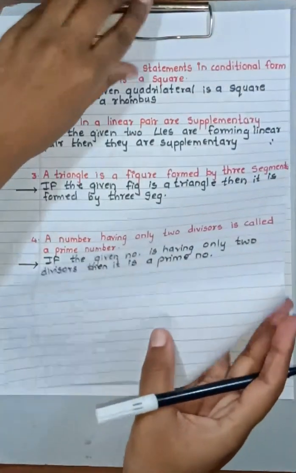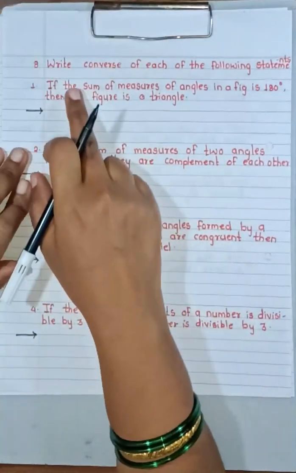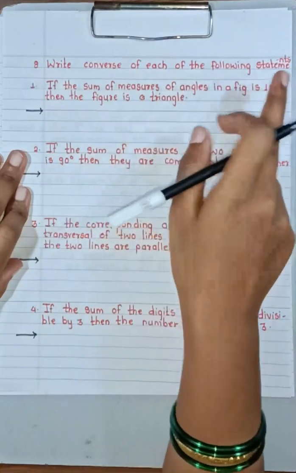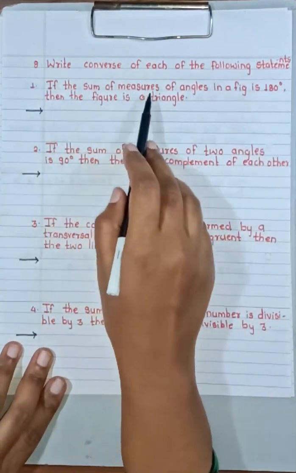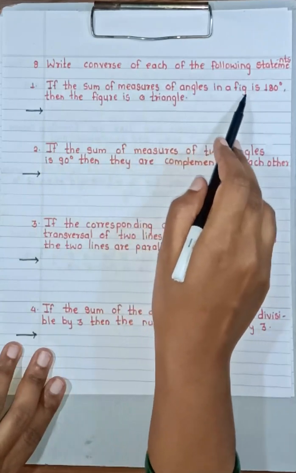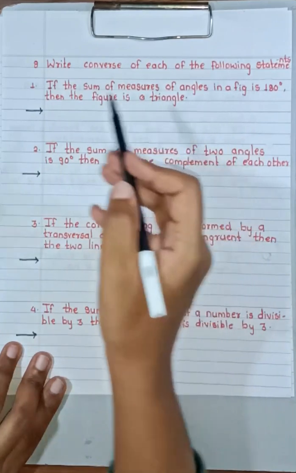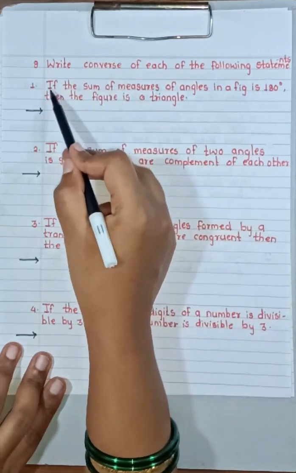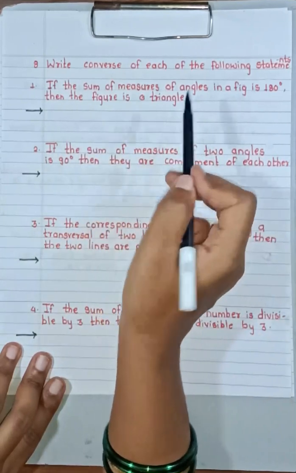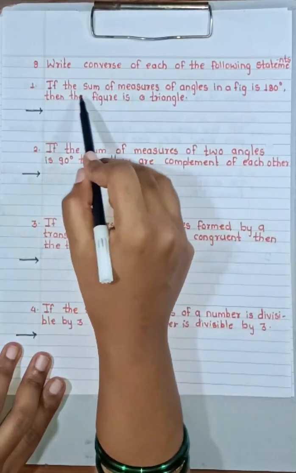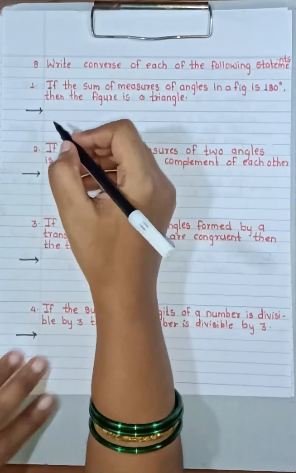Okay, now let us move on towards question number 8. Now what you have to do over here, write the converse of each of the statements given below. Now first one, if the sum of the measures of angles in a figure is 180 degree, then the figure is a triangle. Now what you have to do in the converse, you have to change if with then. Whatever is the part following then will become if, and whatever is the part following if, that will come in then. Okay, so I'll write it down for you.